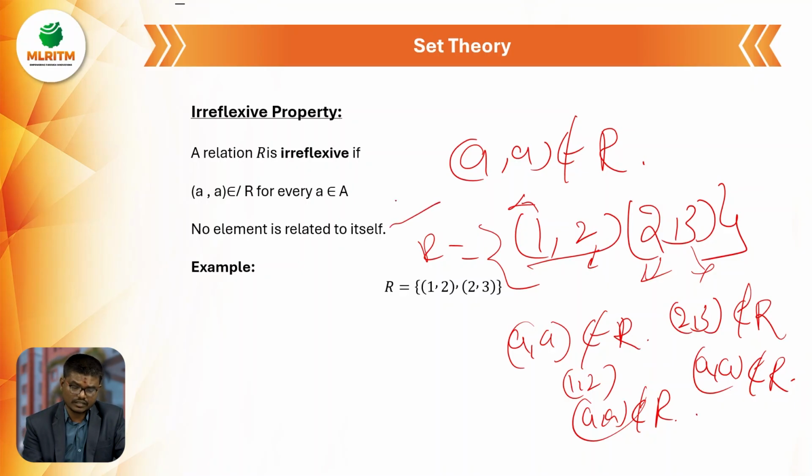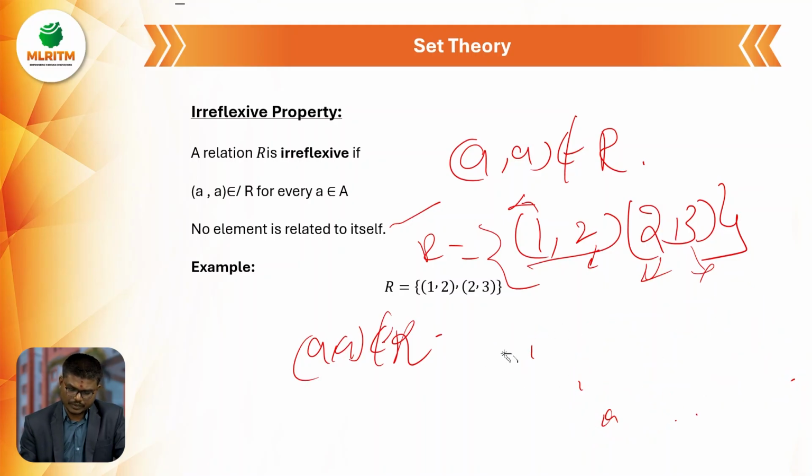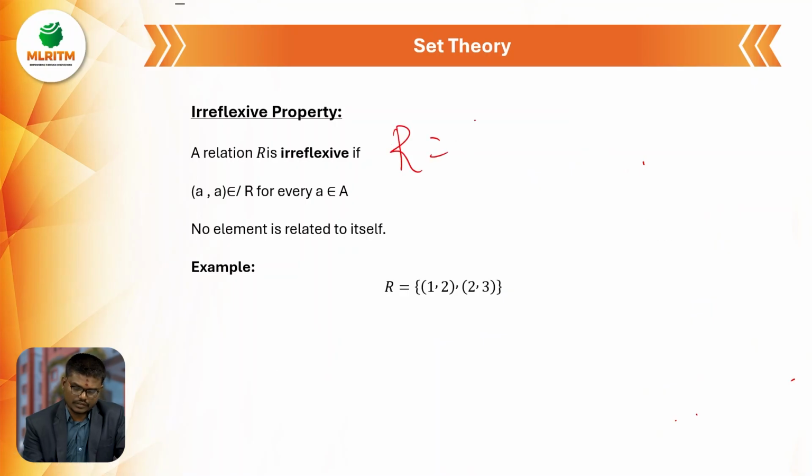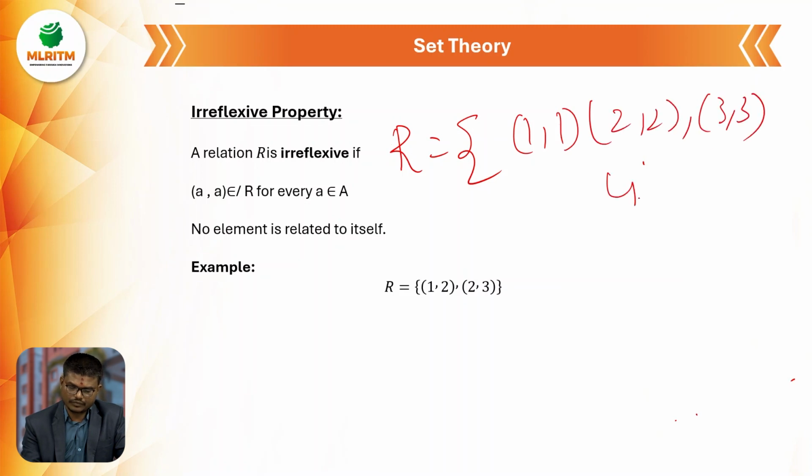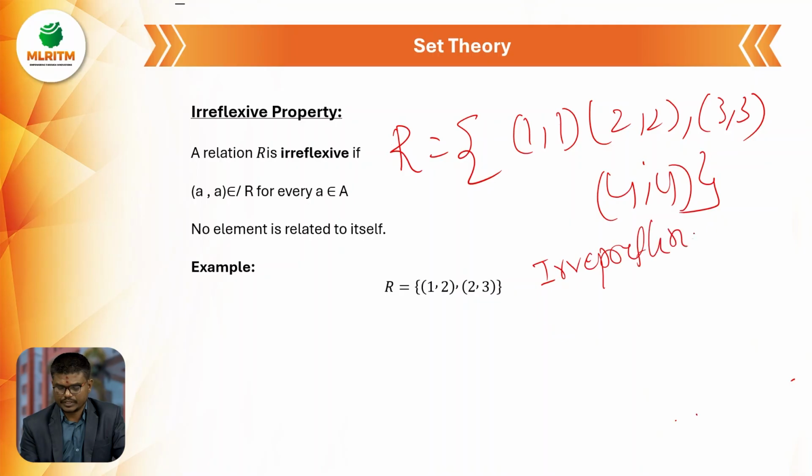Here what is the condition? A comma a does not belong to R. And one more example for this irreflexive property: R equals 1 comma 1, 2 comma 2, 3 comma 3, 4 comma 4. So is the given relation irreflexive or not?